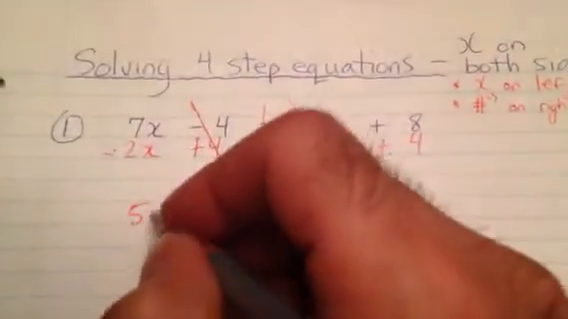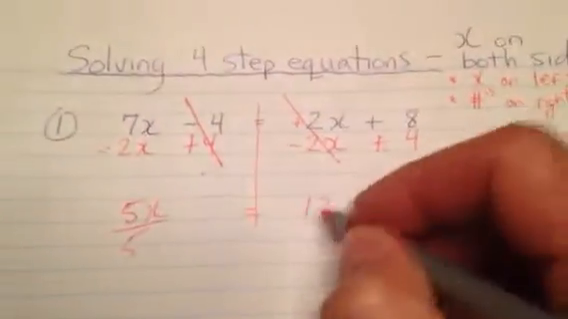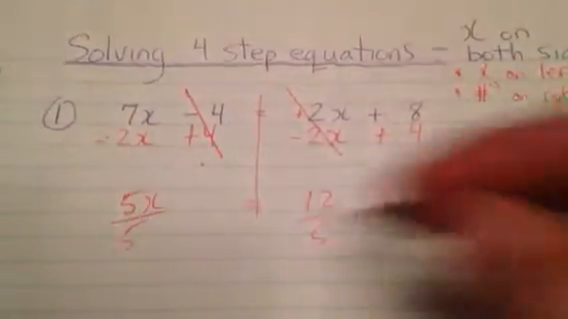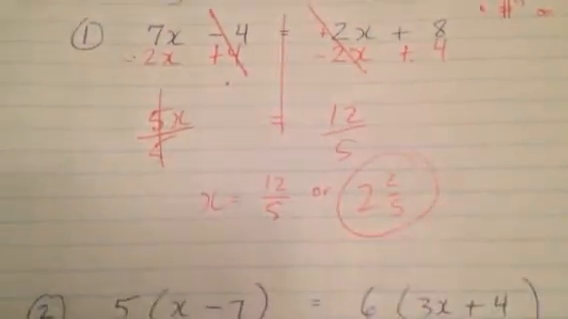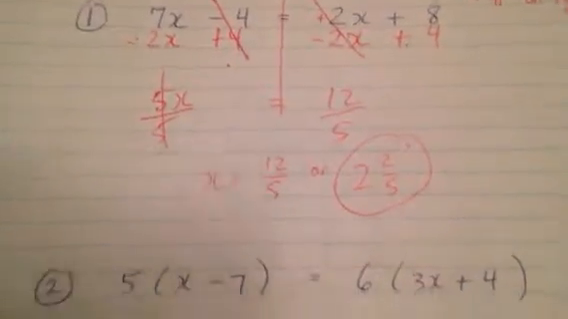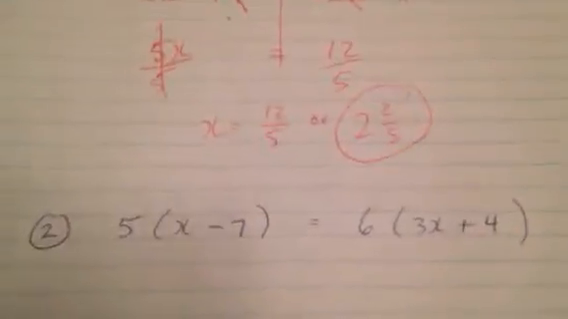This is a one-step equation now. So divide both sides by 5, cross it out. You get x equals 12 over 5, which is improper, so we make that 2 2/5. That's the value for x, right? So you can see this is actually not a very difficult step.